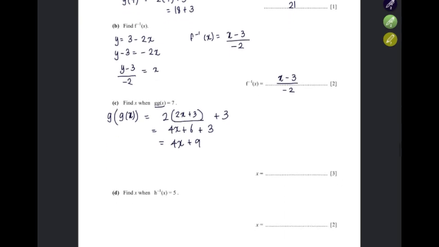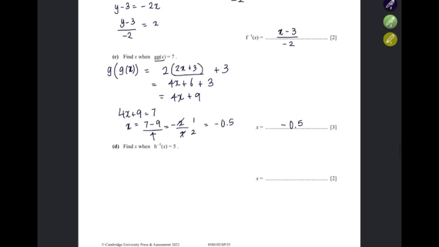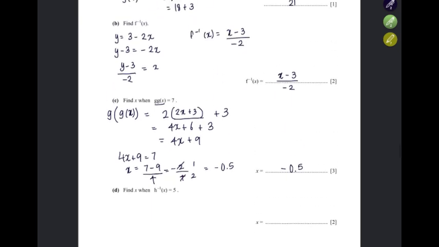Now they're saying this equals 7. So 4x plus 9 equals 7. x is 7 minus 9 divided by 4. 7 minus 9 is negative 2, divided by 4 equals negative 0... this becomes 1, this becomes 2, which is negative 0.5. Negative 0.5.